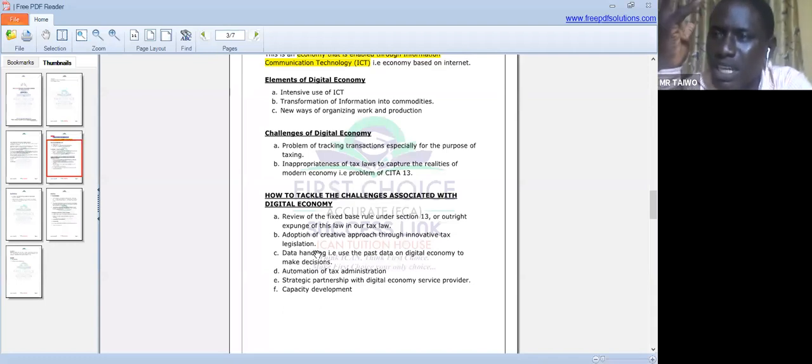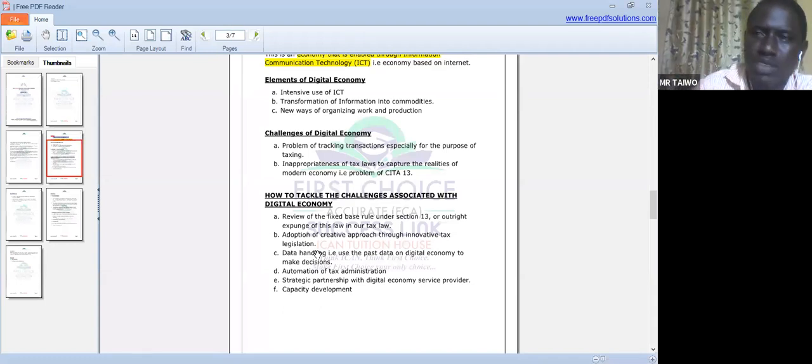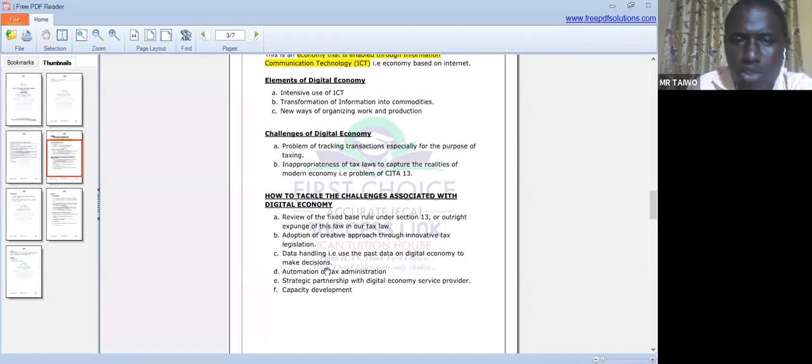Like the new finance bill that they brought up was meant to take care of the digital economy and base erosion and profit shifting. They are meant to take care of these different ways which companies will find a way of making money from our country and not want to pay tax in our country. Our law should be upgraded to take cognizance of the realities in the new economies. Digital economy. Data handling. Use the power of data on digital economy to make decisions.